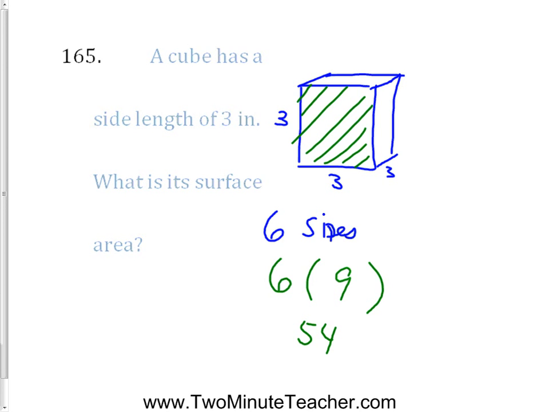And remember, when you do area, we're doing square inches or feet or miles or whatever. This one's inches. So 54 square inches. Again, there's 6 sides, and they're 9 square inches each. So then it's going to be 54 square inches. All right. That's all I got for you on that one.